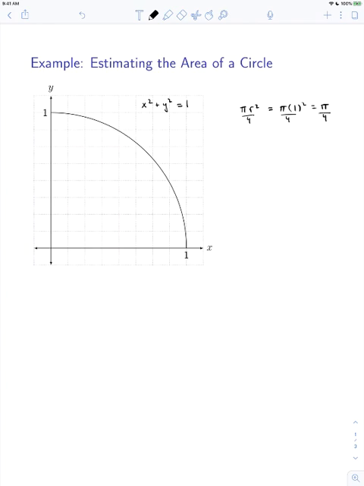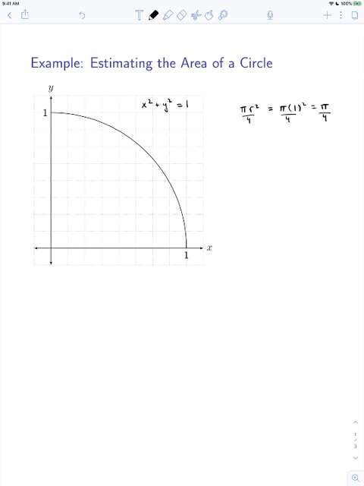We know that because we have a formula. But suppose we didn't have a formula. Suppose no one had given us a formula. How would we estimate the area of a circle? Well, one way to do it is using left sums and right sums. So how do we go about doing that?